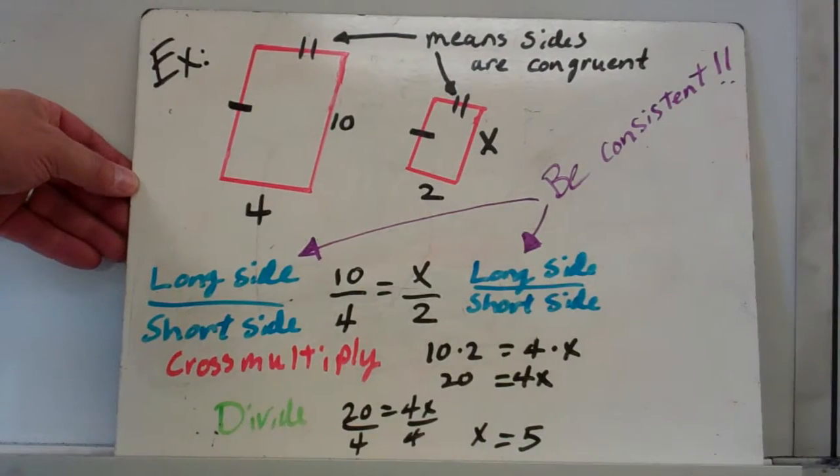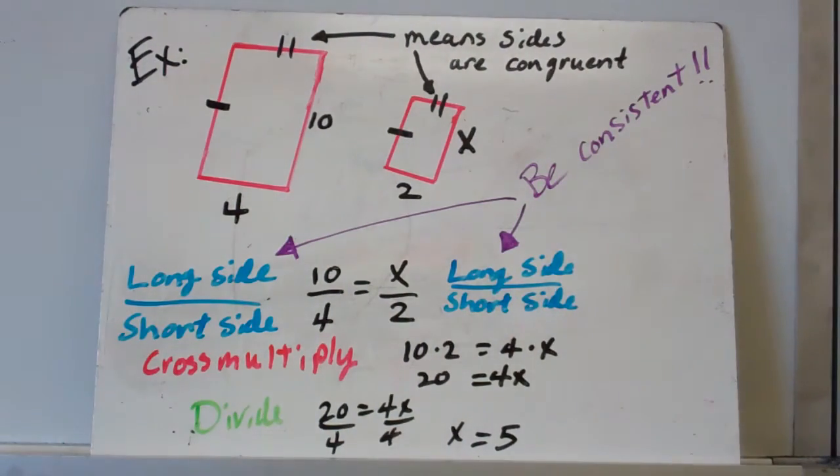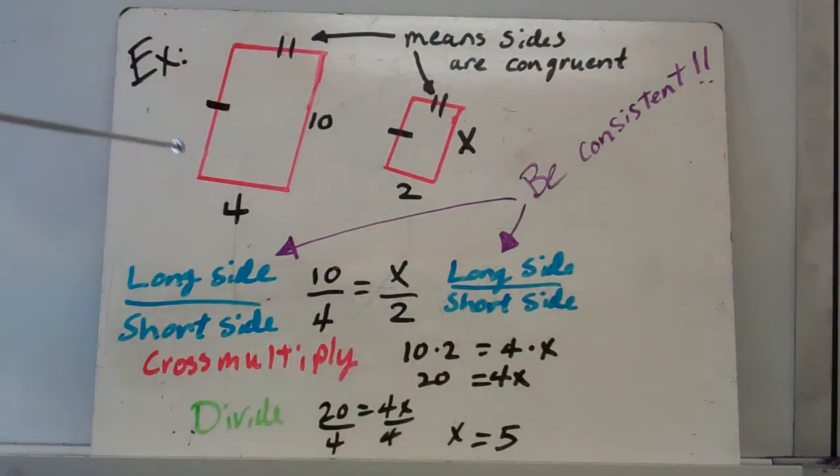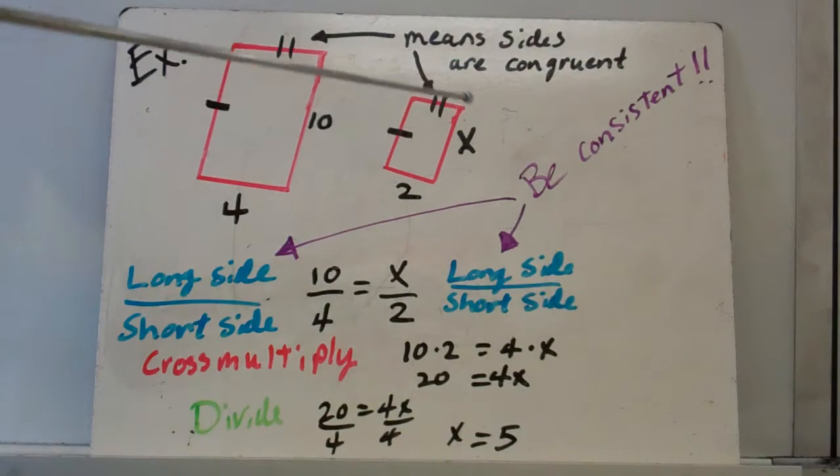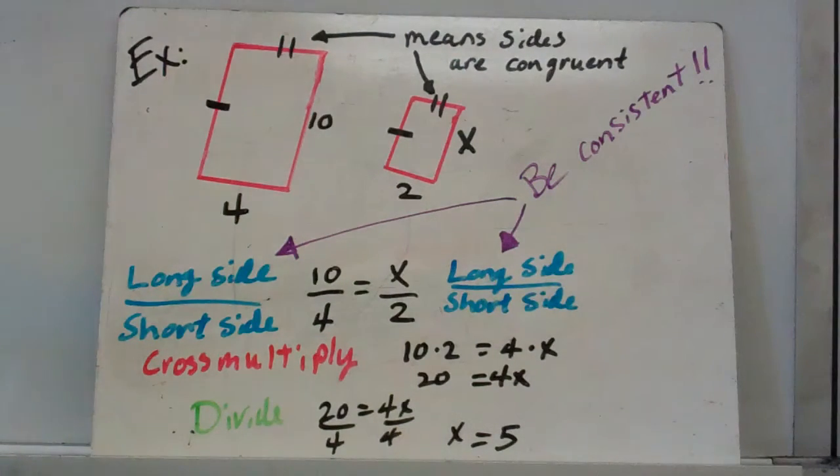So when we're looking at similar figures, here we have two parallelograms. And we have a width of 4 and a height of 10, and a smaller similar figure has a width of 2 and a height of x, we don't know. And we have these little hash marks here to signify that this line is congruent to that line, and this line is congruent to that line.